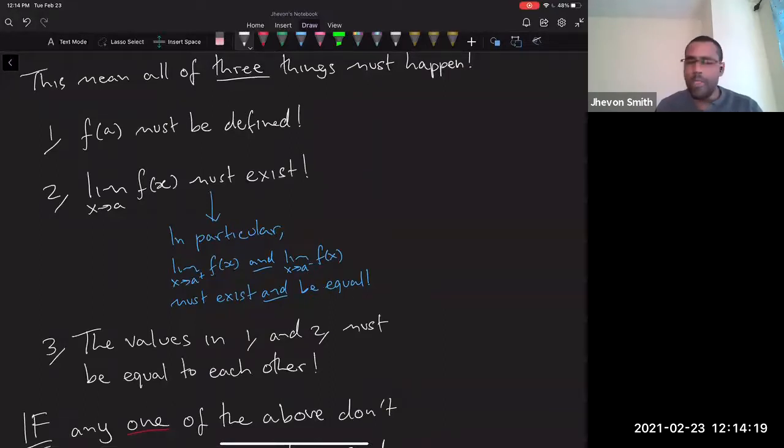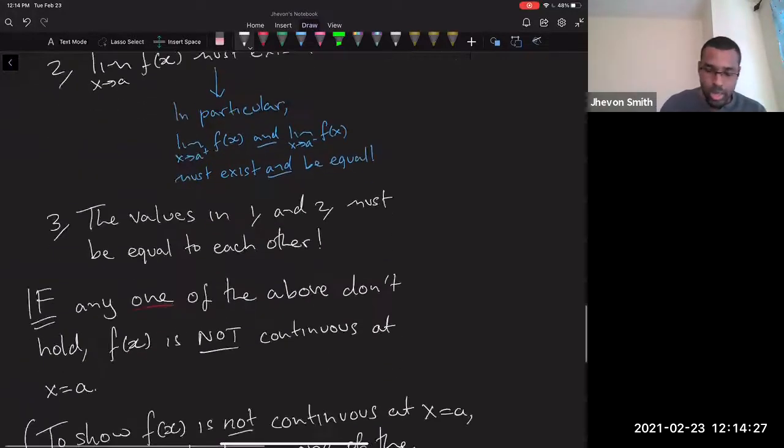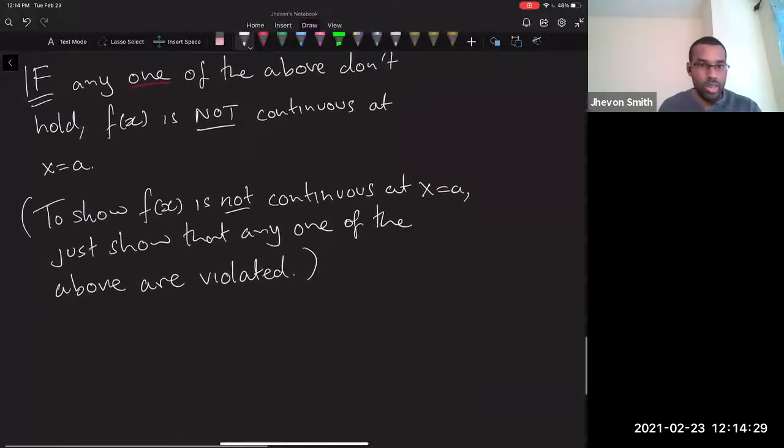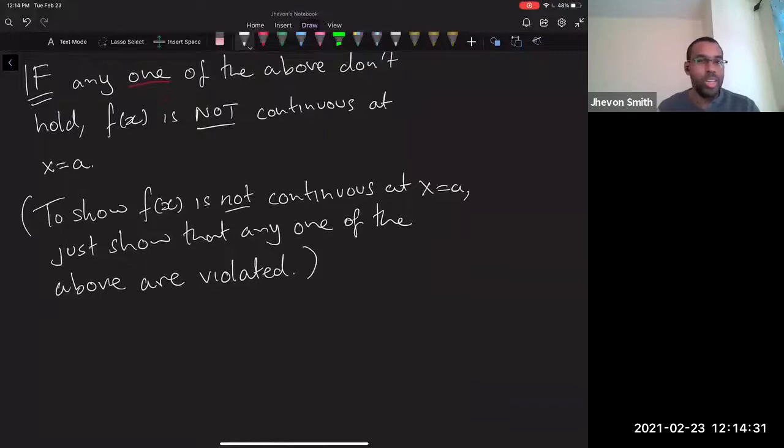Which means if you find any one that doesn't work, you don't have to go through the motions of working out the other two. It's a waste of time. The moment one doesn't work, it doesn't work, right? So you can stop. I just wanted to mention that so you guys don't end up wasting your time. Don't think you always have to address all three issues. If it's not continuous, just address one of the issues that make it not continuous and we're good, right? So yeah.